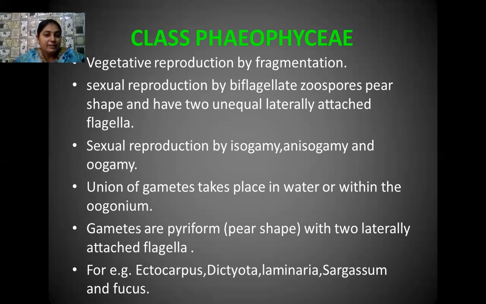Then the special thing is the union of the gametes. It takes place in water or within the oogonium. And gametes are also pyriform, that is pear shaped, and they also contain laterally attached flagella. If you have to give examples of this class of algae, you can write Ectocarpus, Dictyota, Laminaria, Sargassum, and Fucus.